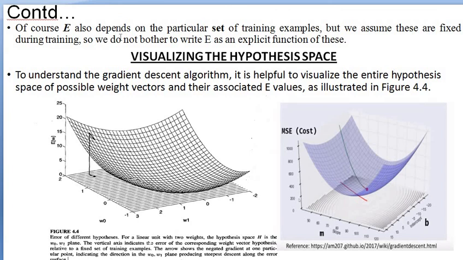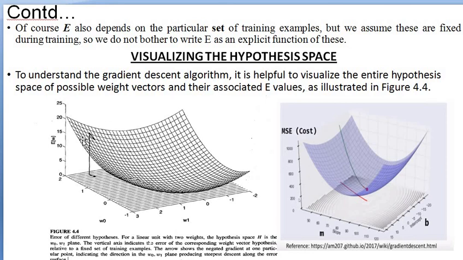Of course, E also depends on the particular set of training examples, but we assume these are fixed during training. So, we do not bother to write E as an explicit function of them. Okay. So, let us visualize the gradient descent algorithm first in a 3-dimensional space.